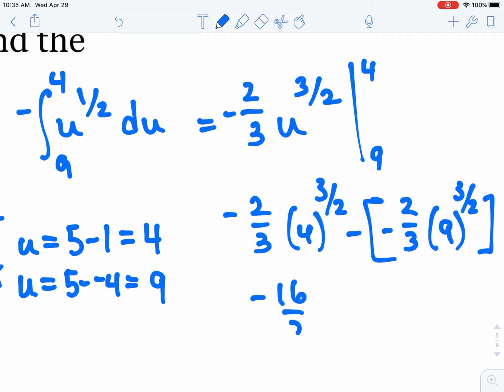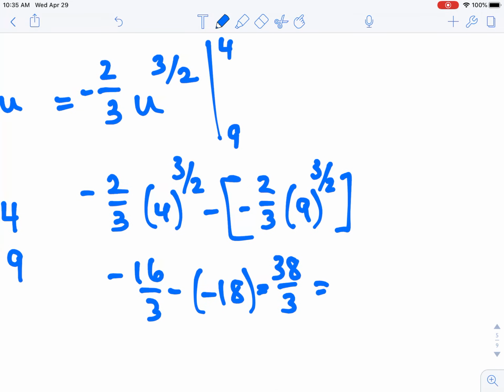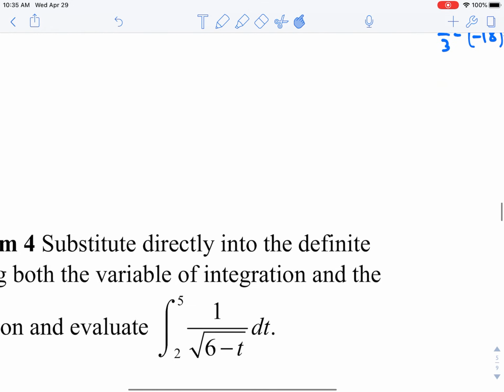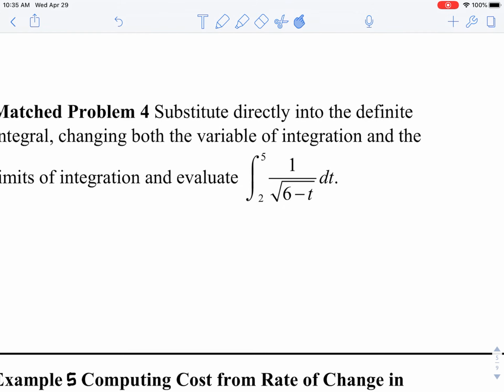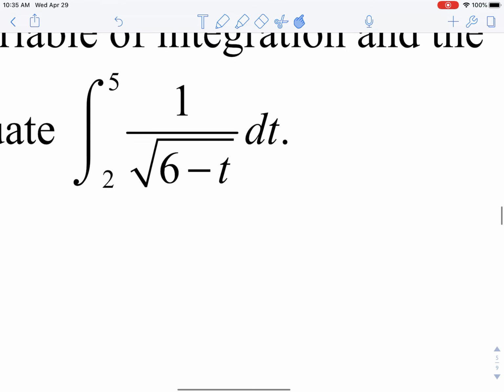So you get -16/3 minus -18, which equals 38/3, or 12.67. So you have one to try either method. It does say substitute directly in using the method that I just did, but you certainly don't have to do that.